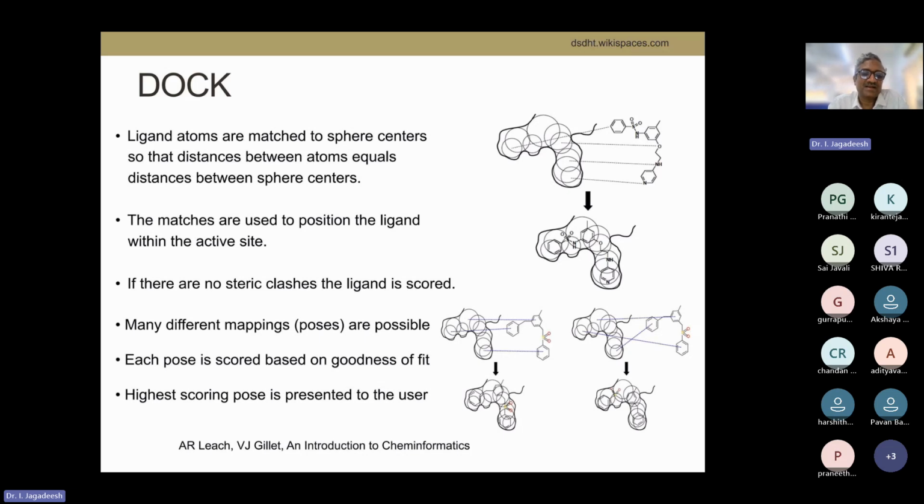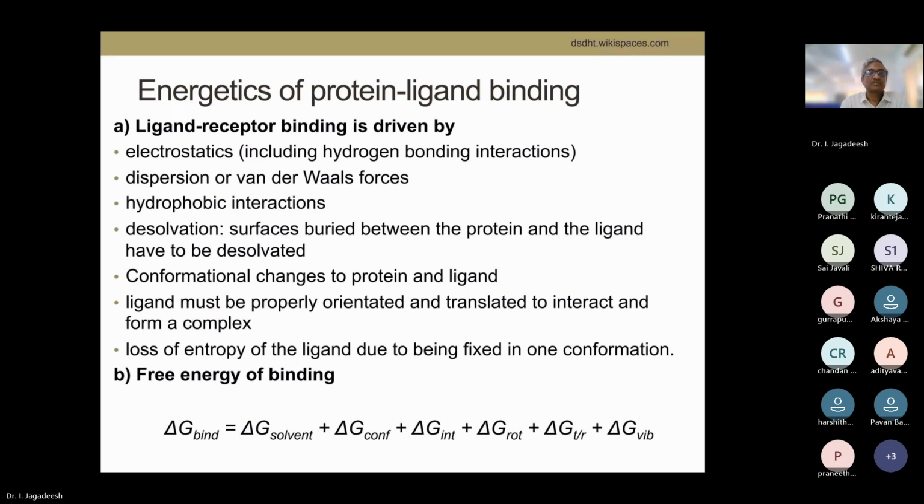Each pose is scored based on the goodness of the fit, because the ligand has an irregular shape. Goodness of fit will be present when it occupies the pocket completely, and when it is rotating, it has no problem with free movement and the interactions are still present. The highest scoring pose is represented to the user. That will be assigned and given to the user as the output.